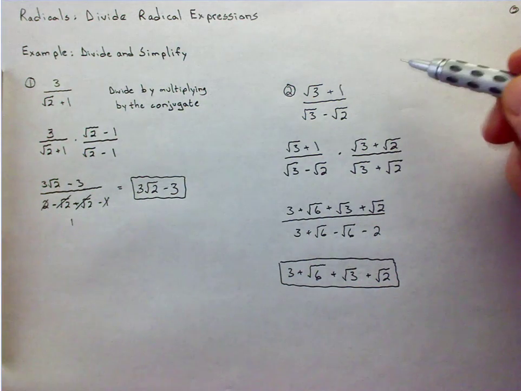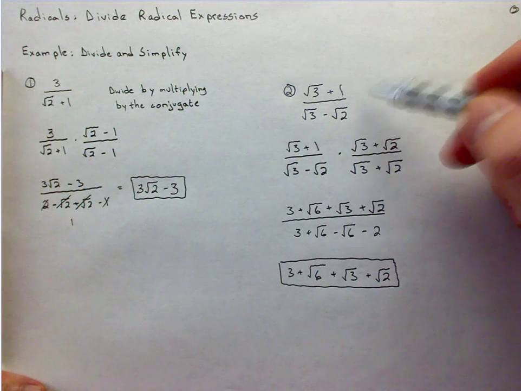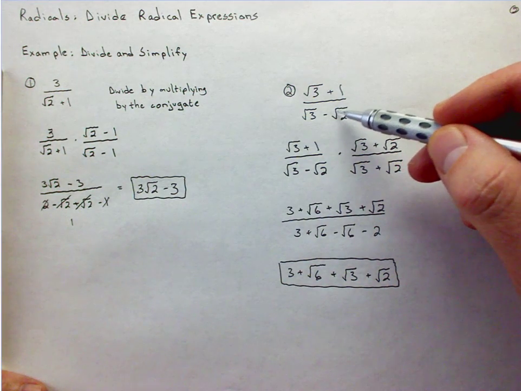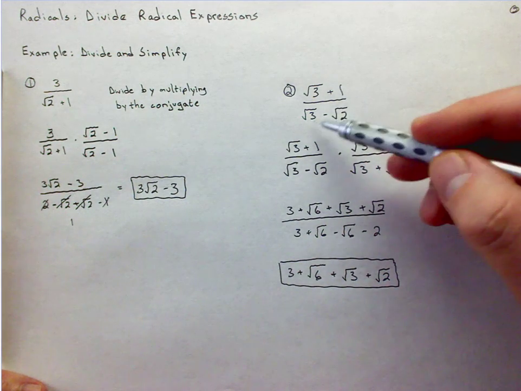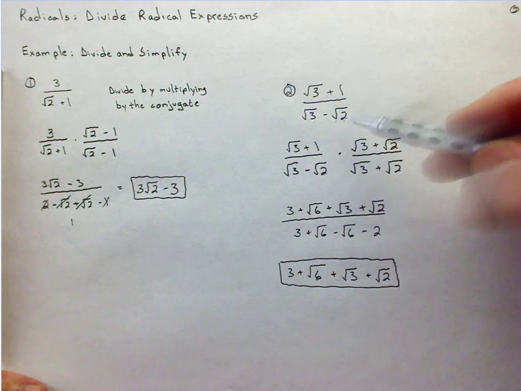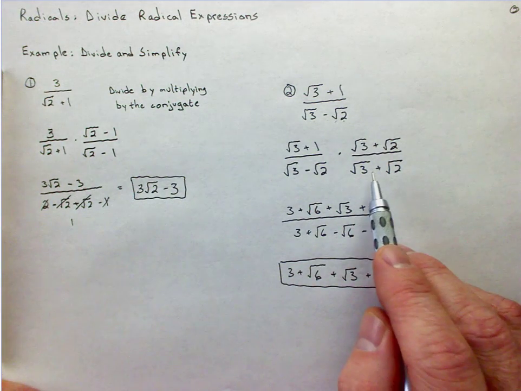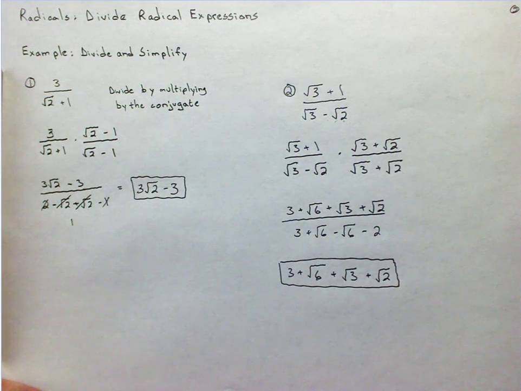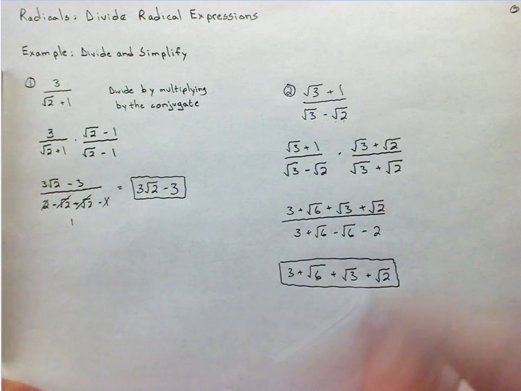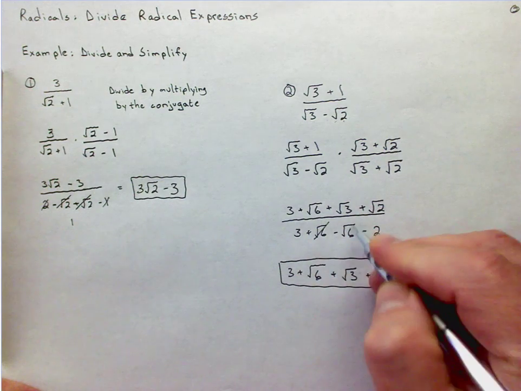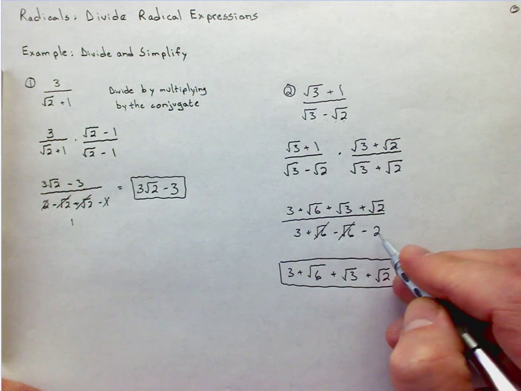Another example. I'm going to multiply through by the conjugate. The conjugate of the square root of 3 minus the square root of 2 is the square root of 3 plus the square root of 2. So I'm going to multiply both denominator and numerator by that. This is my product for each one. Notice here, these will cancel. 3 minus 2 is 1.